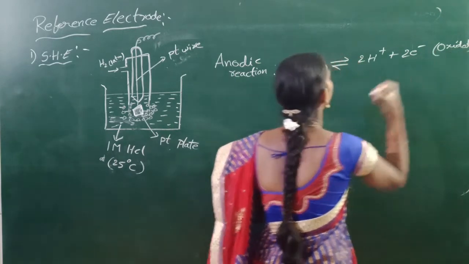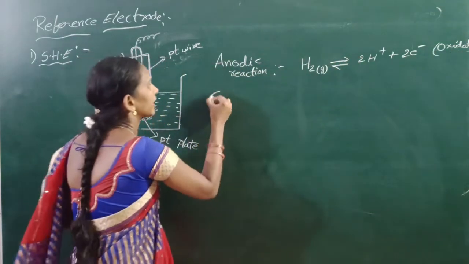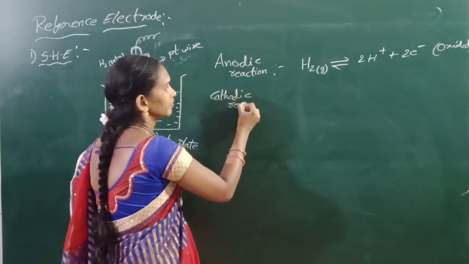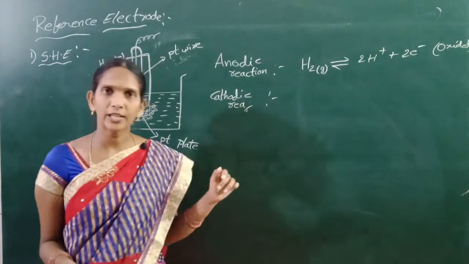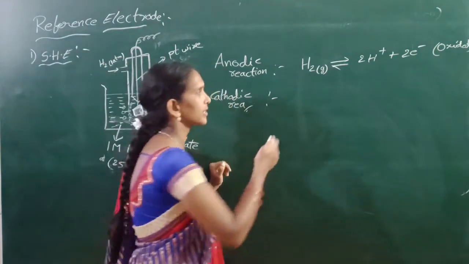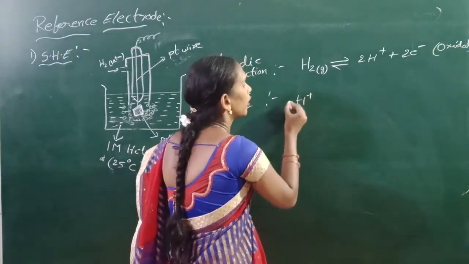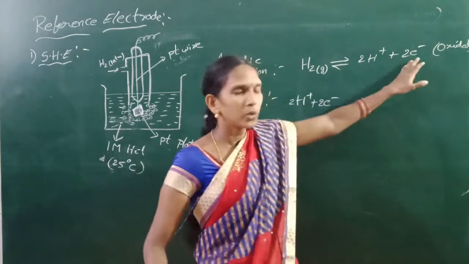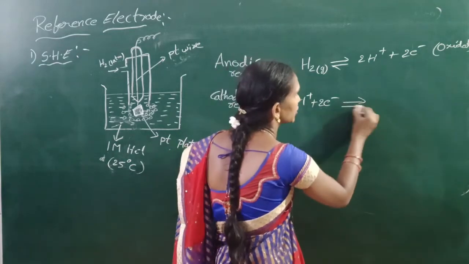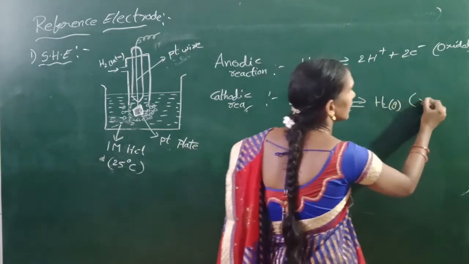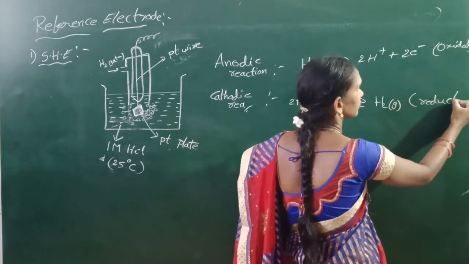Next, in the cathodic reaction, reduction takes place. That means gain of electrons takes place. Two H plus ions gain 2 electrons to give rise to hydrogen gas. This is reduction.